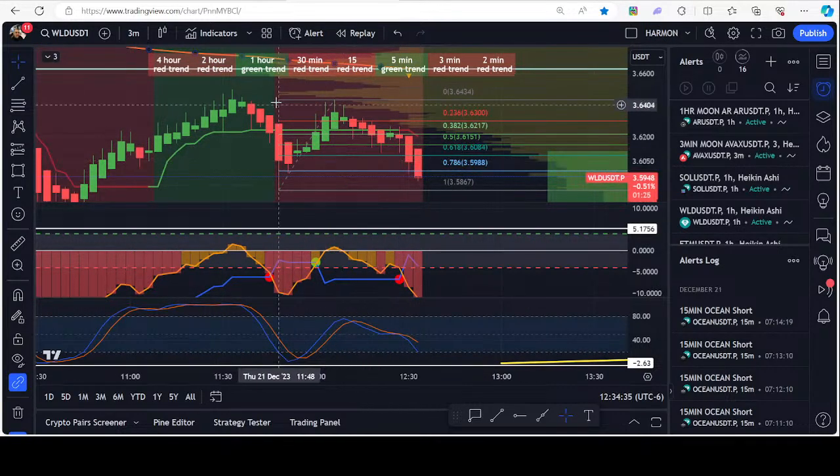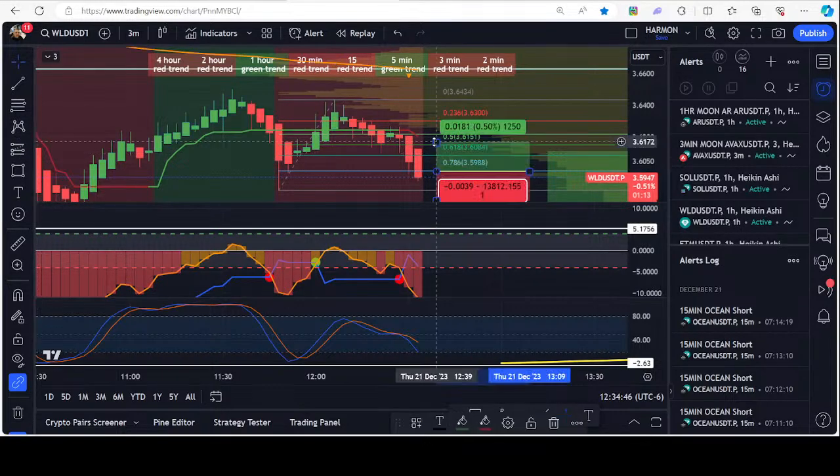The RSI is, your 1 hour is all the way down. So here I would be looking for the reversal of this, right? But I mean, you're on your trade here, so let me see. Let's see where it is here.